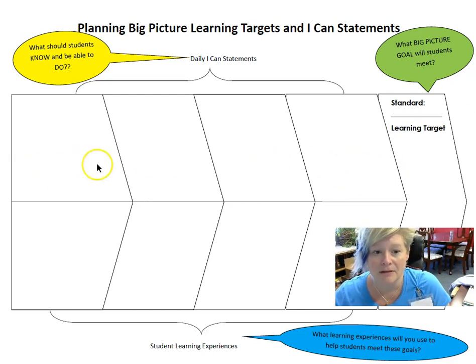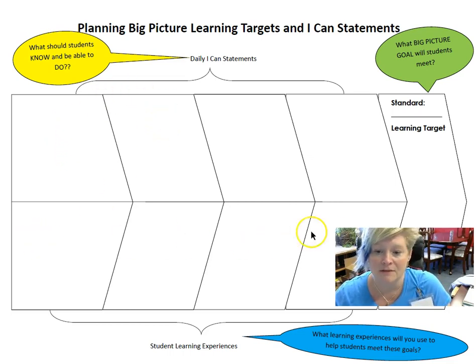On the top edge of the arrows here is for your daily I can statements. This is day by day. You're going to scaffold the skills and the knowledge that you need to build with students in order for them to reach that final learning target. So each day it will be a different what do I need to know and do that you're building on.